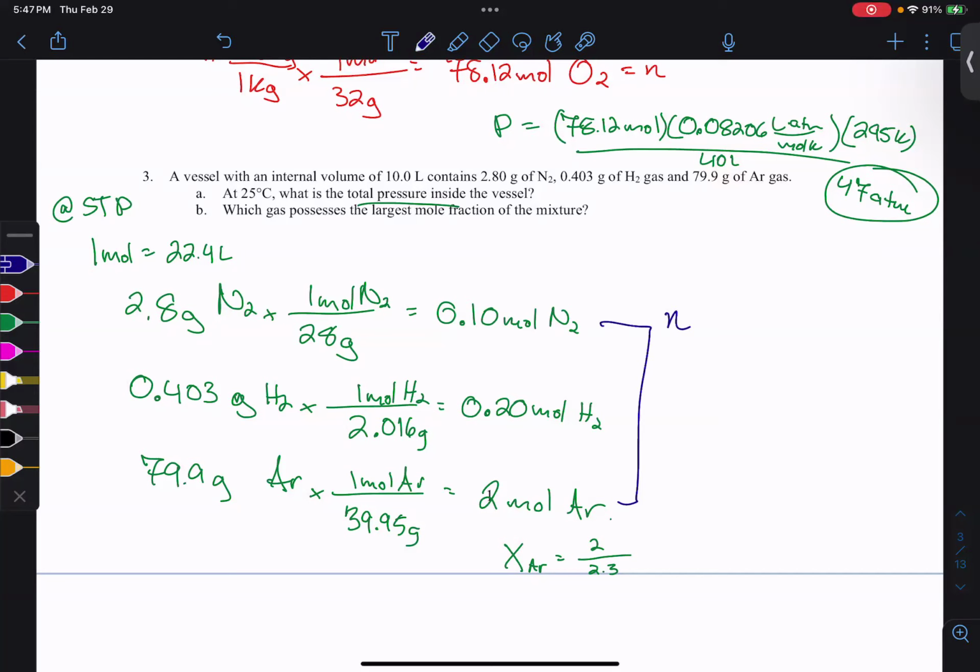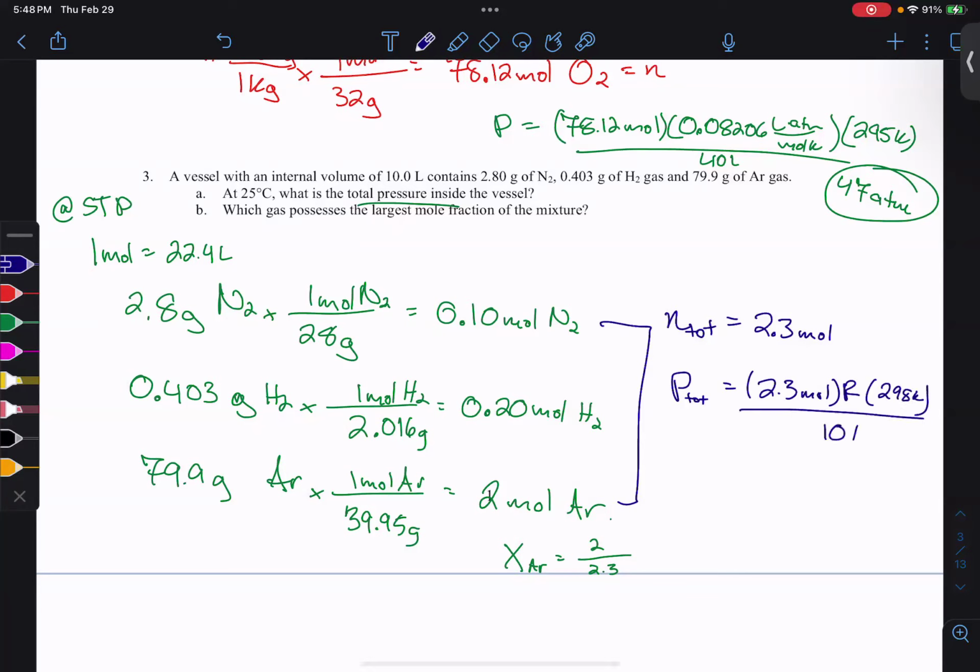It just wants the total number of gas particles. So the total mole amount of stuff we have here is 2.3 moles. And then we can just PV=nRT that, and that will give us the total pressure. So total pressure here is going to be equal to the 2.3 that we just got times R times the temperature given, 298 Kelvin, over the volume, 10 liters. And so we get that this sample is about 5.62 atmospheres. So basically, just collectively add up all of those mole amounts.